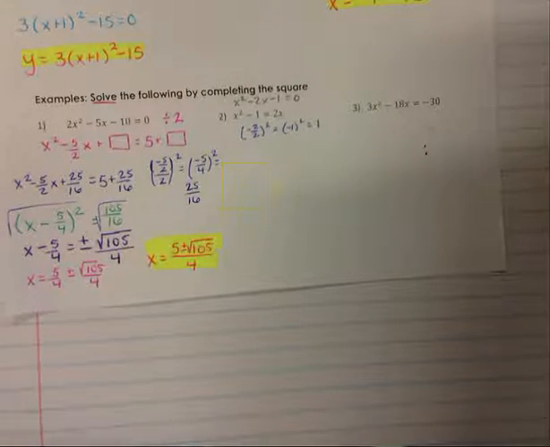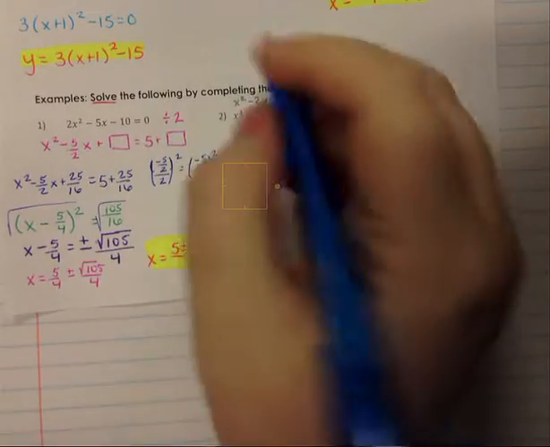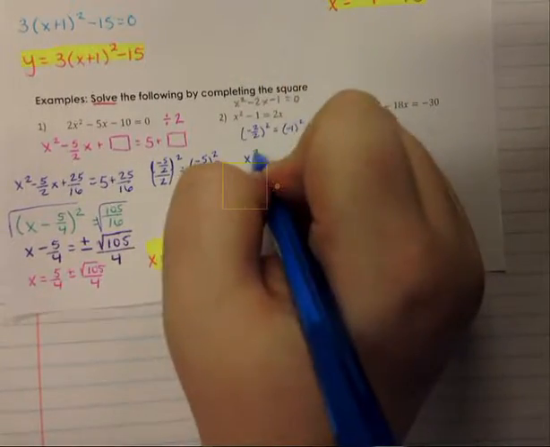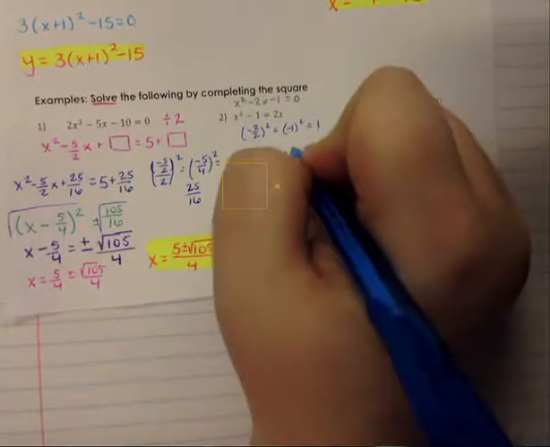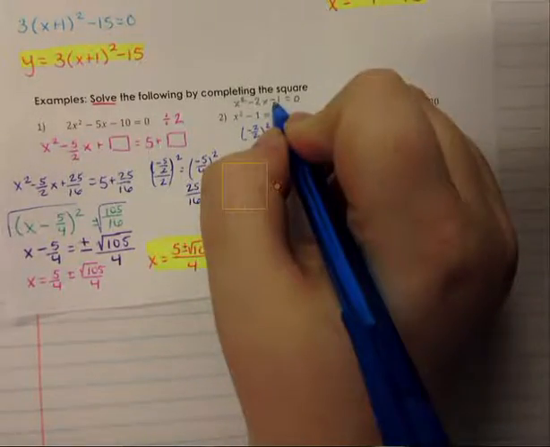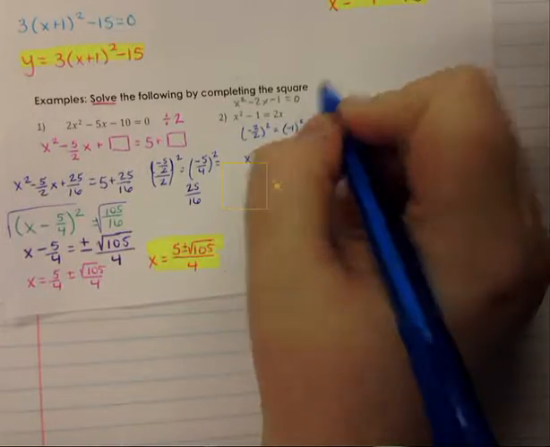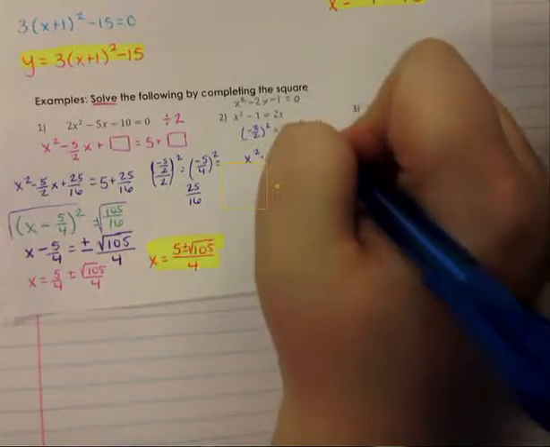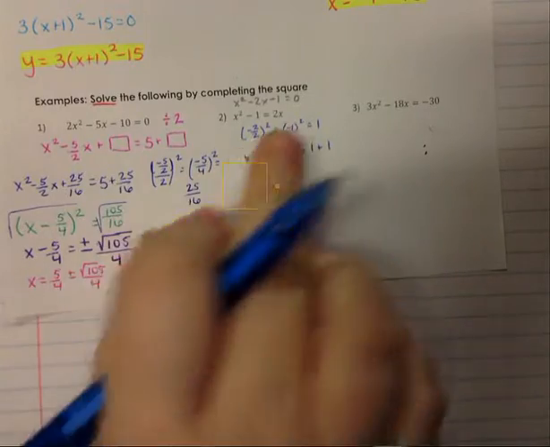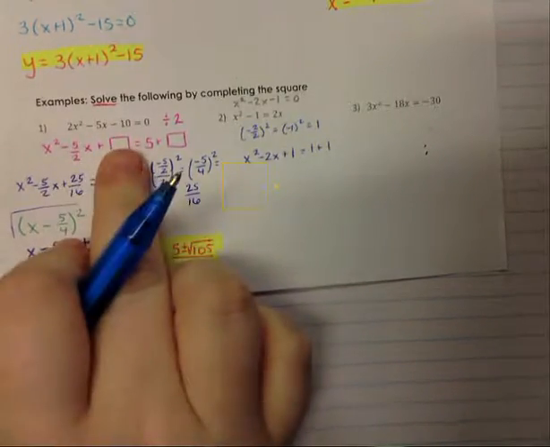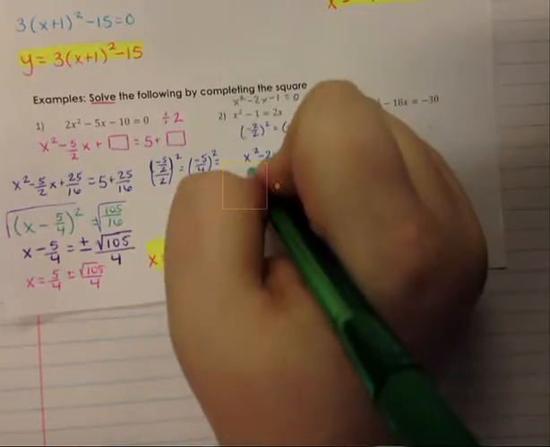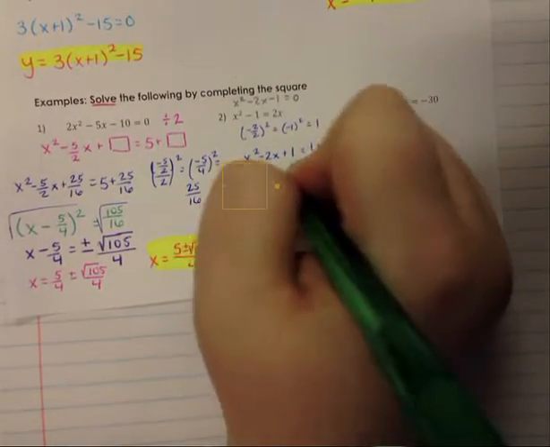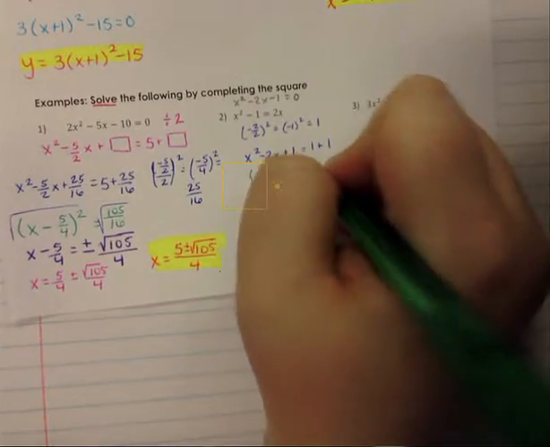So I know that we're going to end up having x squared minus 2x plus that 1 is equal to, we had to move that negative 1 over, that would be a positive 1, plus that 1. I skipped that pink step right there. So now we can factor. This is x minus 1 squared is equal to 2.